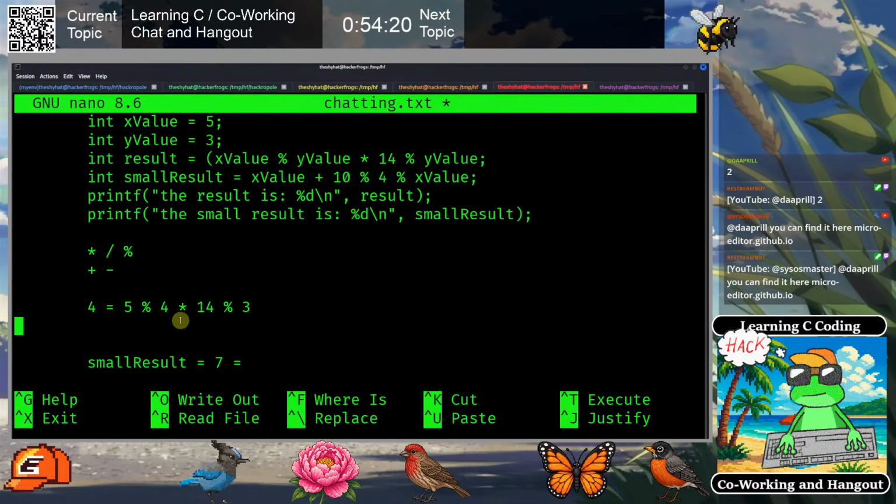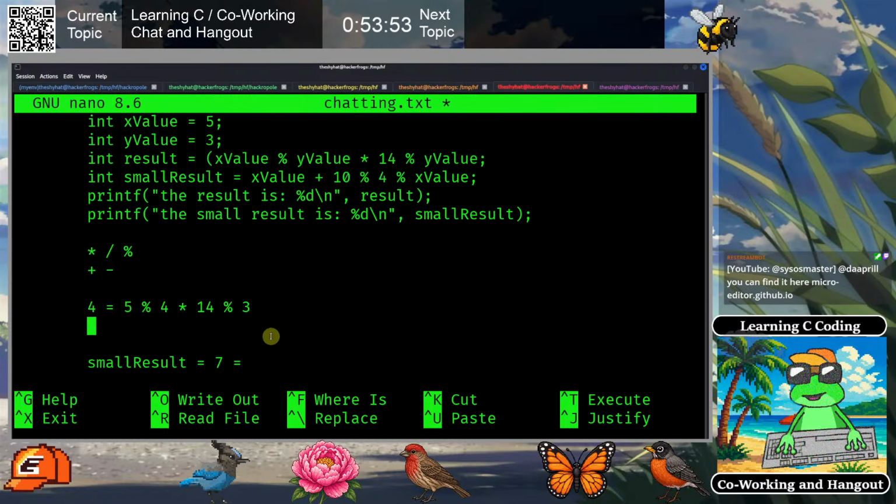I mean, we could put the parentheses here, maybe? So 4 times 14. Four times 14 is, let's see, 28 plus 28. 28 plus 28 is 56. So 56 modulo 3. This would become what? 5 modulo 56 modulo 3. No, 3.